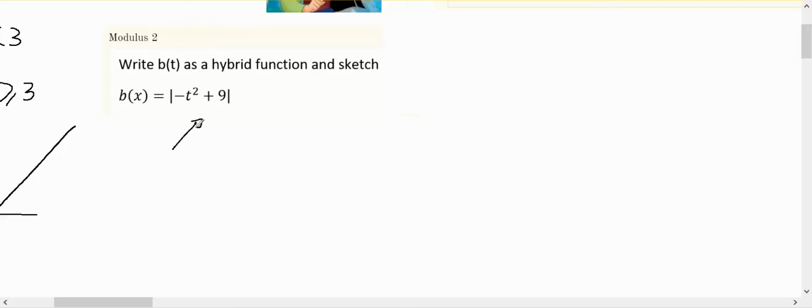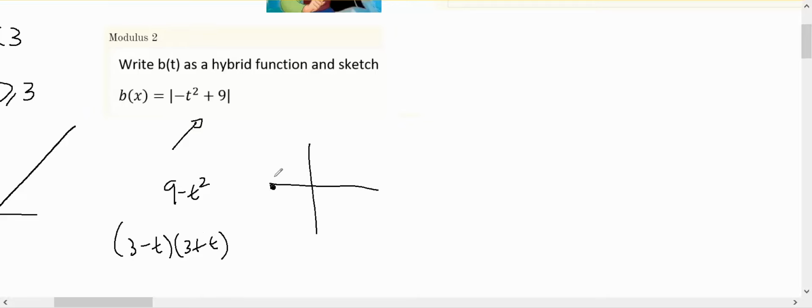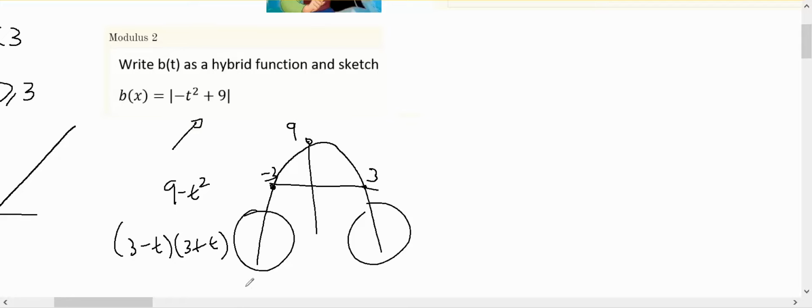Number 2, hybrid function. So I've got to consider 9 minus t squared. And that's going to be 3 minus t and 3 plus t. Therefore, at -3 and +3, this is what my graph will look like, going through up there at 9. Okay, so here is when it is negative.